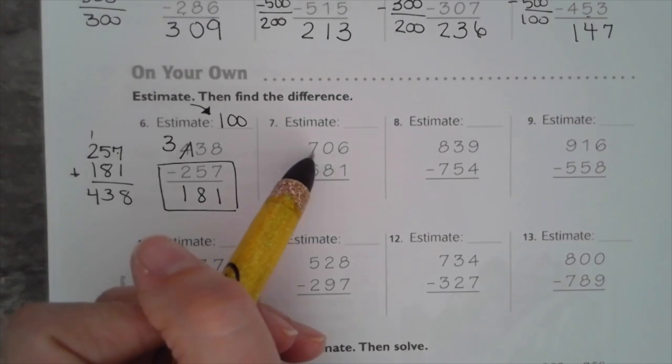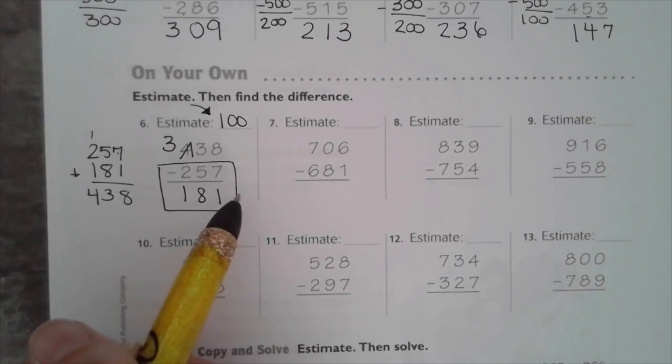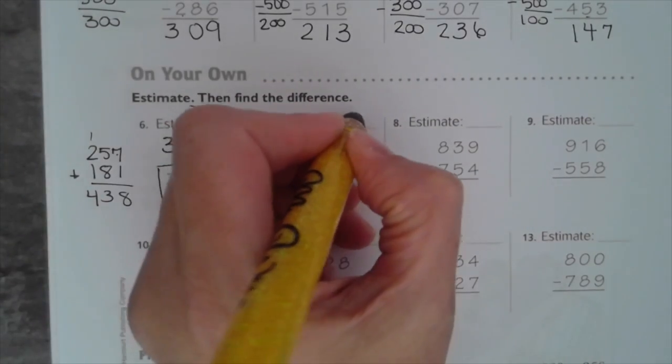Okay, so this is about 700. This is about 700. So my estimate's going to be about 0.